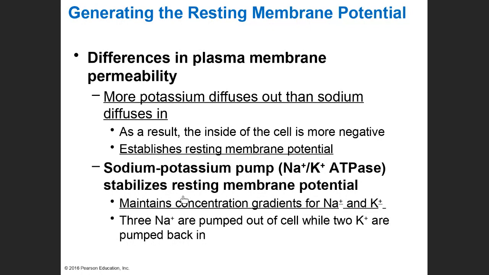Okay, so let me make something clear on this. When we are returning the cell to rest, potassium plays a huge role in two ways. When we're trying to bring the cell back to rest after an action potential, potassium, first of all, is going to be leaving through voltage-gated potassium channels. So you're having potassium efflux through voltage-gated potassium channels, and you're having potassium efflux through potassium leak channels.